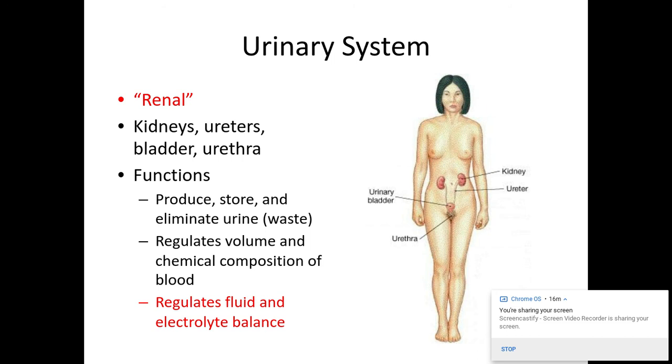So if you are dehydrated, you might notice that your urine is darker, and that's just because you're lacking certain nutrients when you're dehydrated, and so your urine is excreting differently. Whereas if you have more water in your body, your urine's going to be lighter, and that's usually a good indication that you are hydrated.